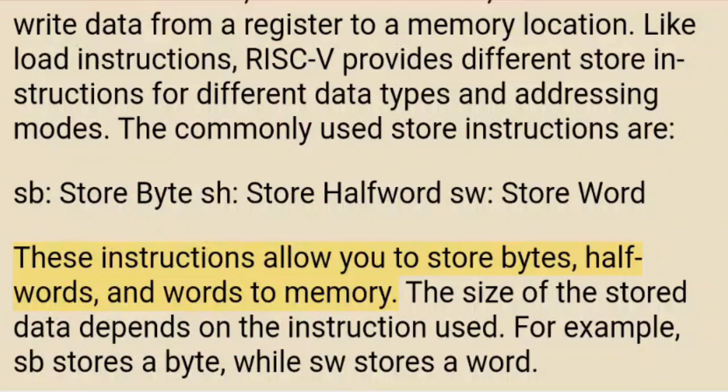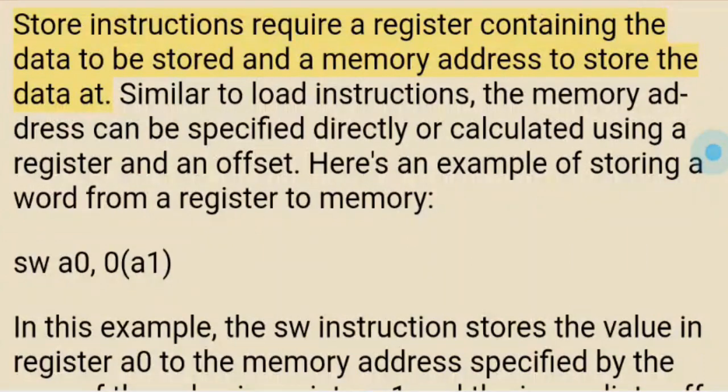These instructions allow you to store bytes, half-words, and words to memory. The size of the stored data depends on the instruction used. For example, SB stores a byte, while SW stores a word. Store instructions require a register containing the data to be stored and a memory address to store the data at. Similar to load instructions, the memory address can be specified directly or calculated using a register and an offset.